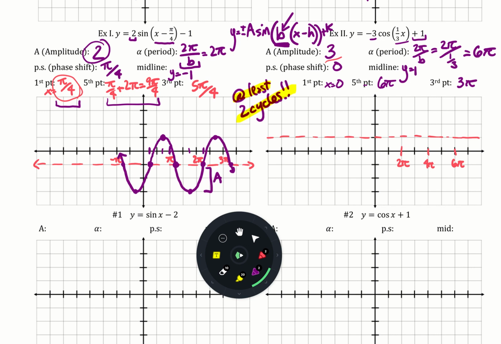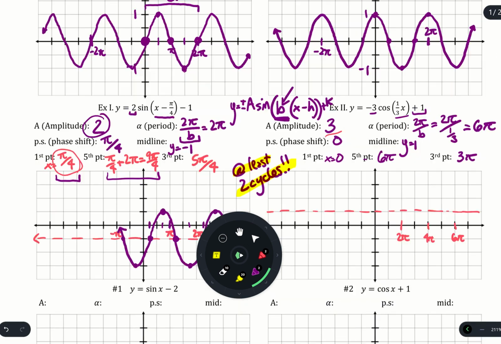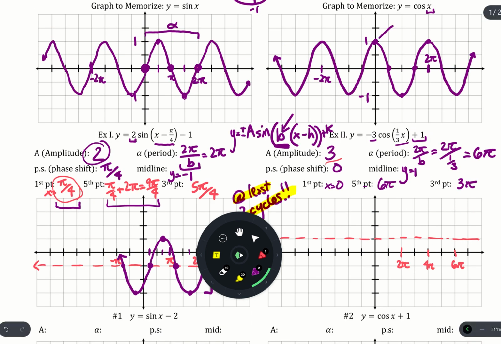Okay, so this is a negative cosine graph. So think about a regular cosine. Again, you need to memorize this. Cosine starts at a maximum, crosses the x-axis, minimum, crosses the x-axis, and ends at your maximum again. Max, x-axis, min, x-axis, maximum. That's what cosine does over 1 full cycle.